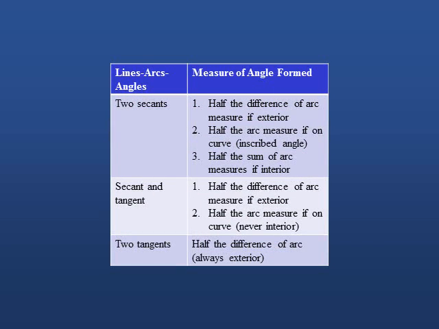And then I have lines and arcs and angles and how they're all related. Now the two secants, these are basically what we learned today. Half the difference of the arc measure, half the measure if on the curve, which is an inscribed angle, half the sum of the arc, half the difference of the arc. So all of these you can write in your own little math language, and I'll show you how to do that in class. But I think this is just a summary again. I hope it keeps it all straight for you.